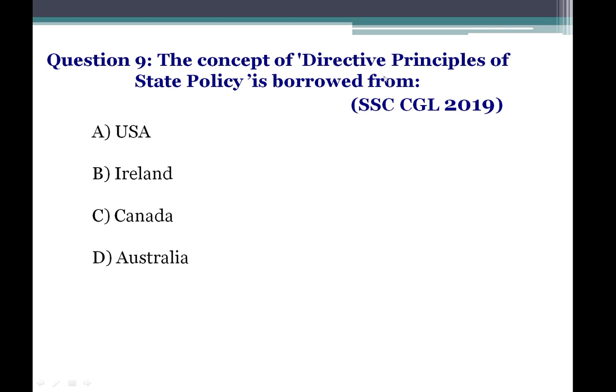The concept of directive principles of state policy is borrowed from USA, Ireland, Canada or Australia. So these principles are basically borrowed from Ireland, from the Constitution of Ireland in 1937. So the correct option is option B.